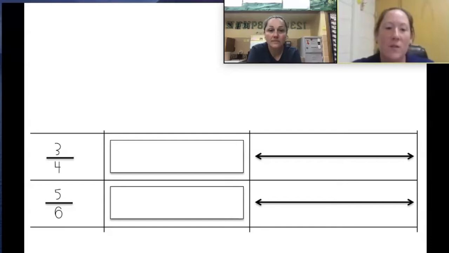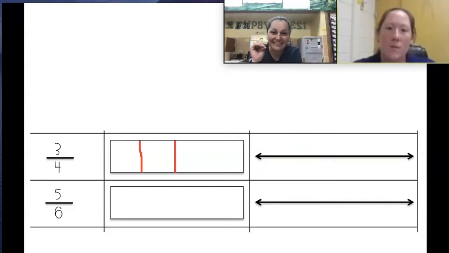So if we take a look at the first one, 3/4. We know the denominator tells us how many pieces we need to break the total rectangle into. So I'm going to break my total rectangle into 4 pieces. So let me go ahead, and remember that we just kind of eyeball it. It doesn't have to be perfect.